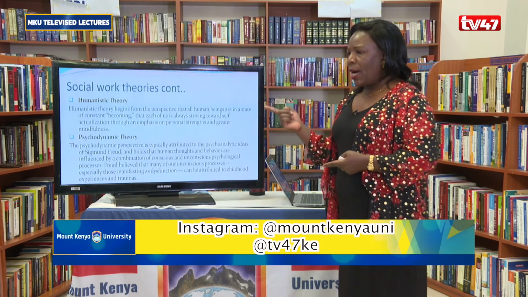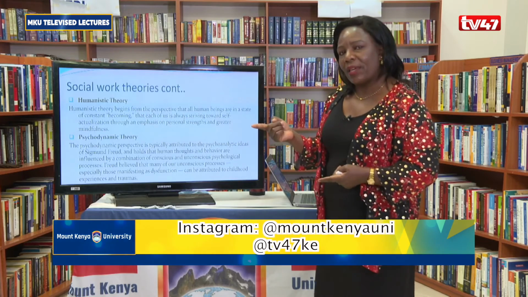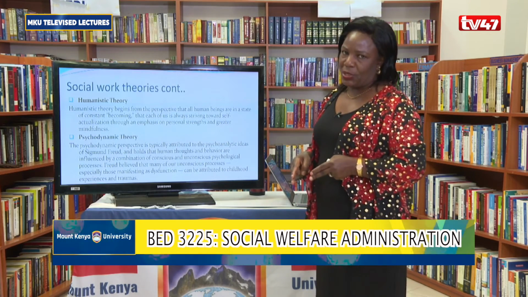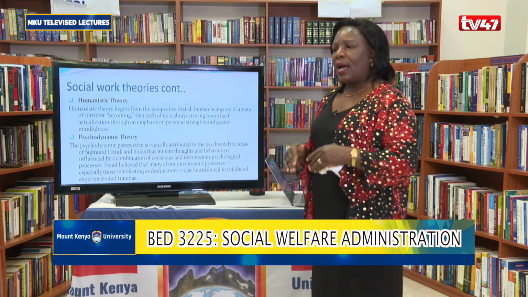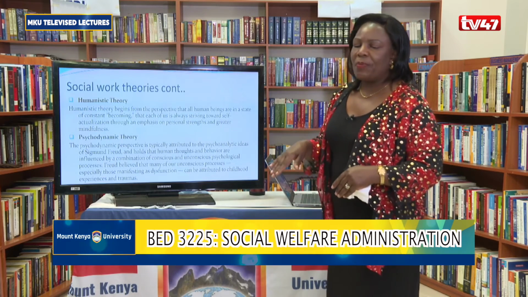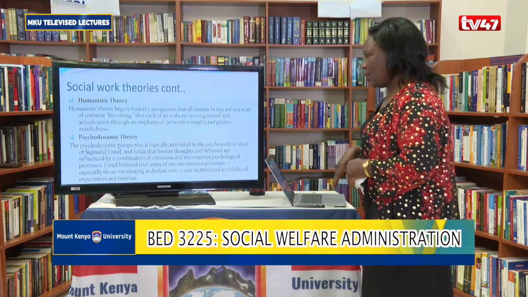I want to ask you again to be reminded of Maslow's hierarchy of needs. At the top of the apex is self-actualization, where at the very base of the triangle are very basic needs like food, shelter, and clothing.